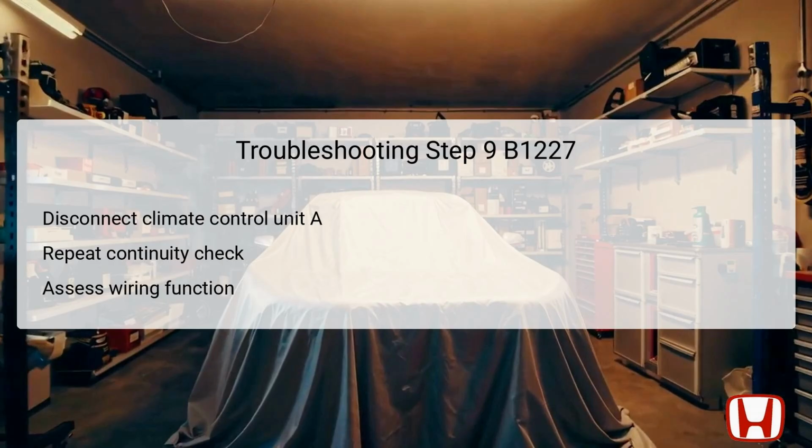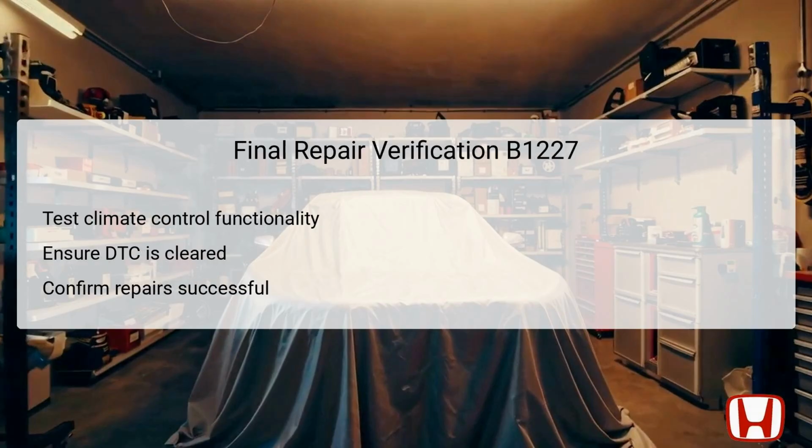Should this test result in no continuity, it signals another open circuit requiring immediate repair. Addressing this connection is vital for restoring proper communication within the climate control system. Once all necessary repairs and replacements have been made, it is critical to perform a final verification of the repairs regarding the climate control system's functionality.